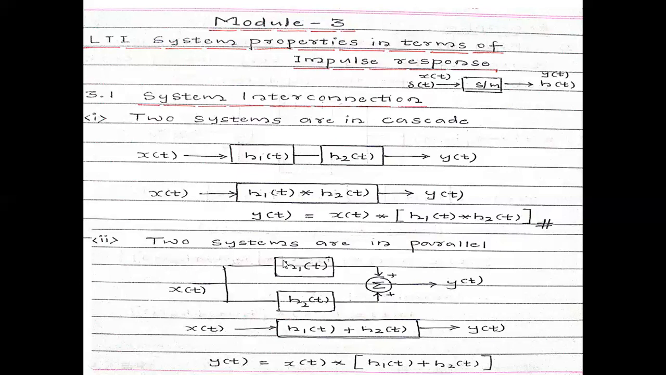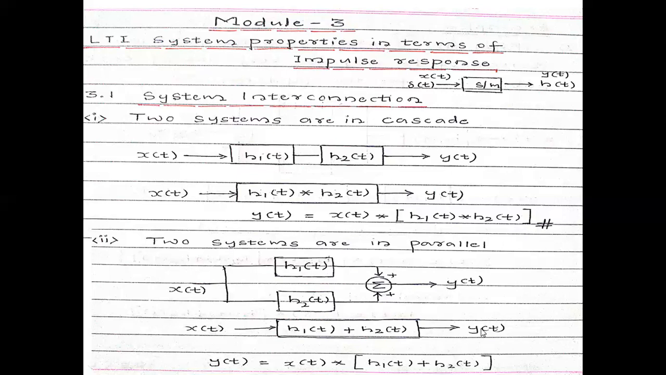So in the second case, you can observe here the two systems are connected in parallel. h1 of t is one LTI system, and h2 of t corresponds to the impulse response of the other LTI system, and both are connected in parallel, and their outputs are summed using a summer or summing element. So here the overall response is given by h1 of t plus h2 of t, and the input is x of t, output is y of t.